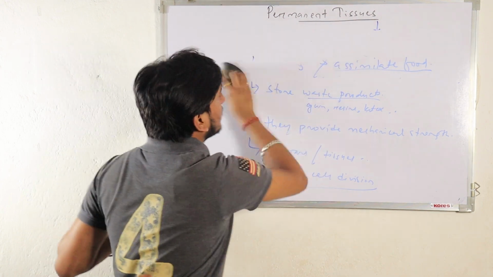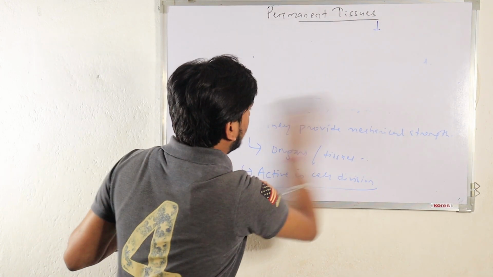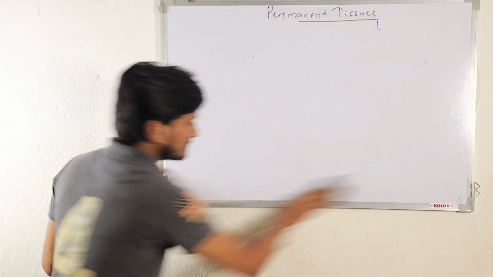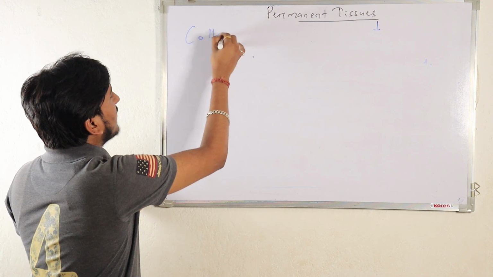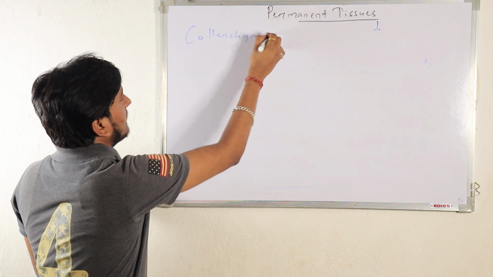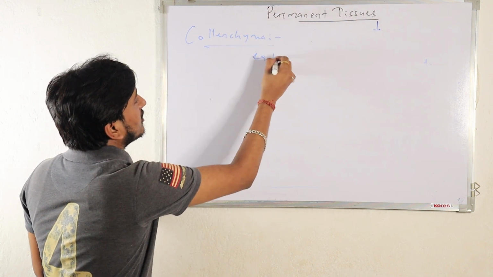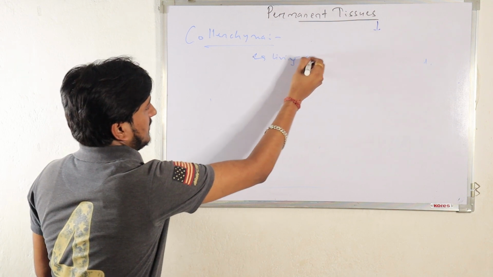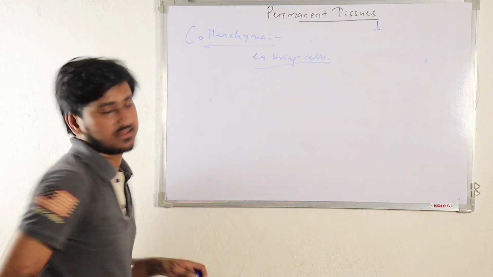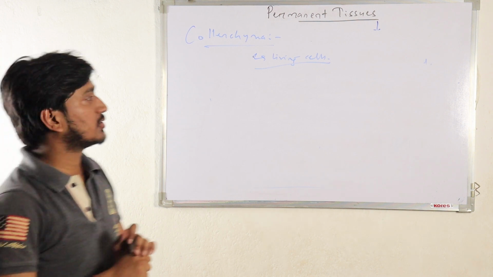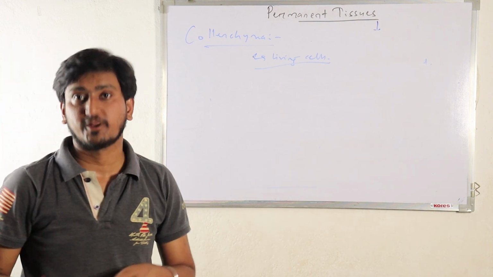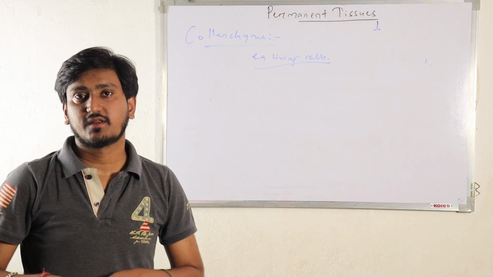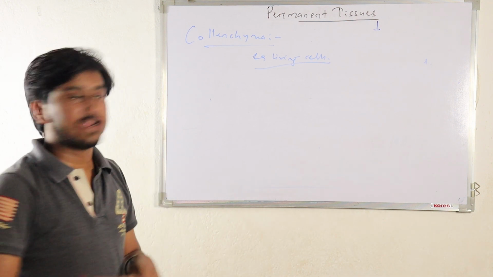Second, we will move to the collenchyma. The collenchyma also has living cells, but these are not so soft. The cells within the collenchyma tissue are not so soft as compared to the parenchyma. Parenchyma cells stay soft for storage purposes, but these are not so soft. They have thickened walls.